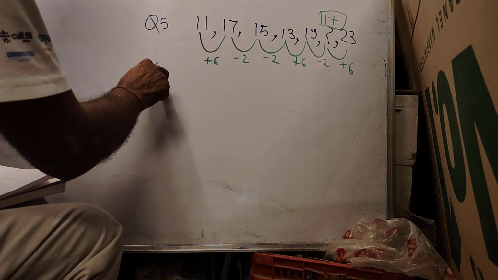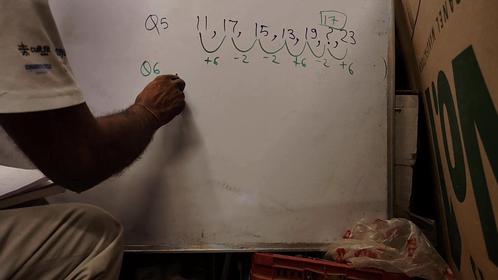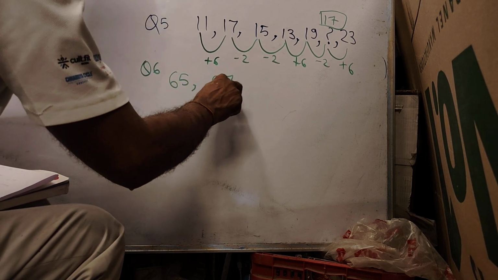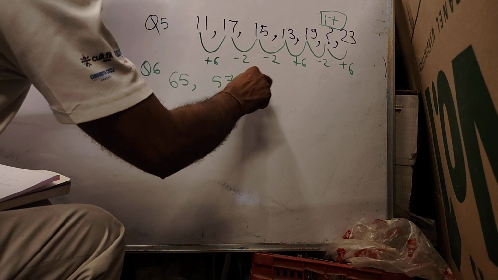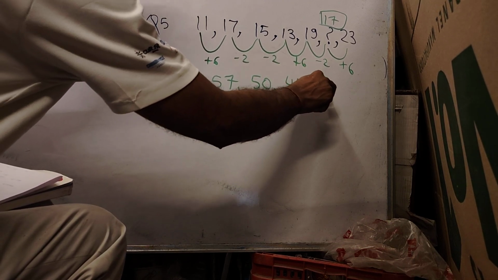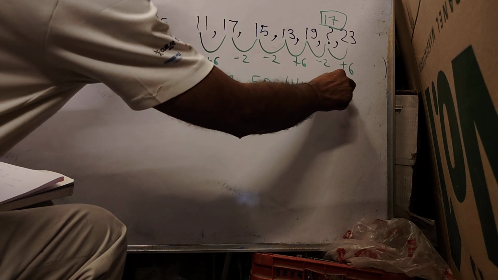Come to question number 6. So which number comes in the given series? The series is 65, 57, 50, 44, question mark, 35.